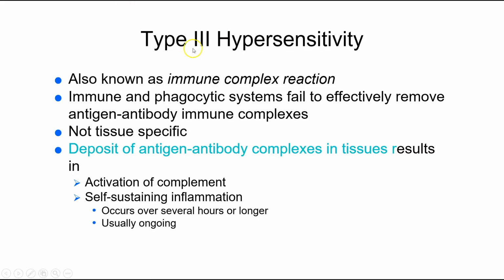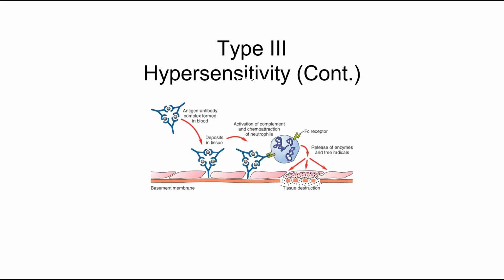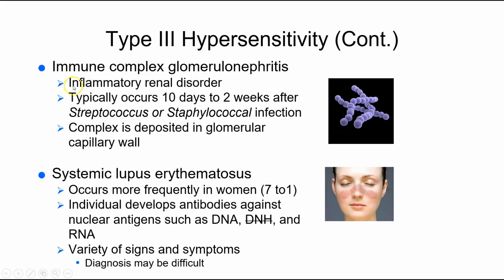Type 3 hypersensitivity, immune complex reaction. Now, in this one, we still have our HLA, our antigens are correct. Everything's going fine there. What happens with a type 3 hypersensitivity is maybe you had a strep infection or a staph infection and your immune system kicked in and you destroyed that bacteria. Life was good until those antigen-antibody complexes were left over.